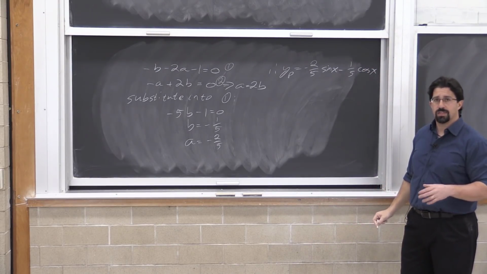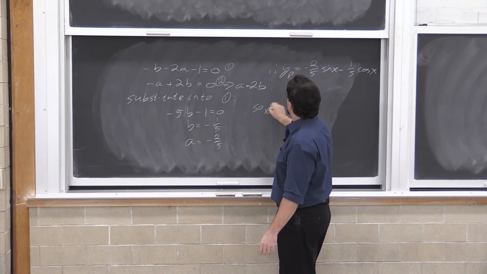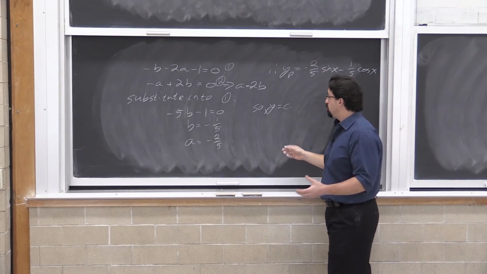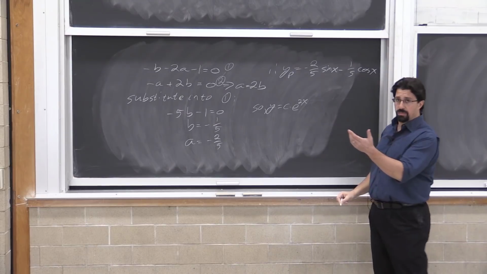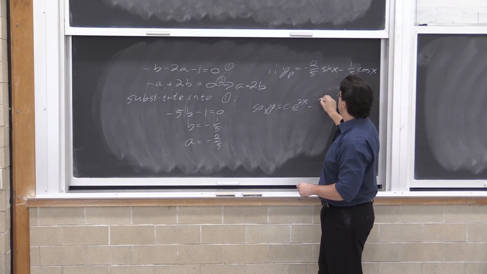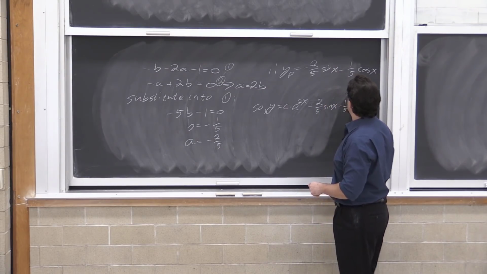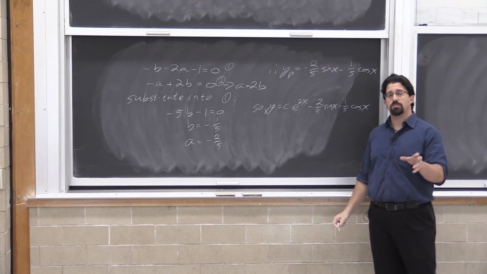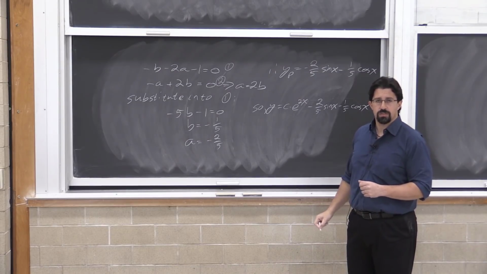If I wanted to get the complete solution, then I take the homogeneous solution, c times e to the 2x, which we've seen before, and I'm going to add to it the particular solution right over here. Negative 2/5 sine of x minus 1/5 cos of x. And that's going to be the complete solution for any possibility. They're all going to give me the same thing.